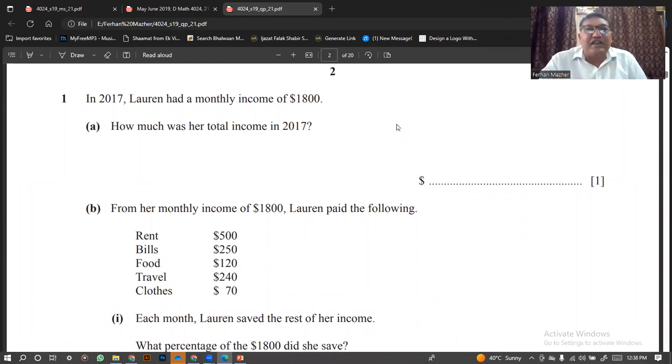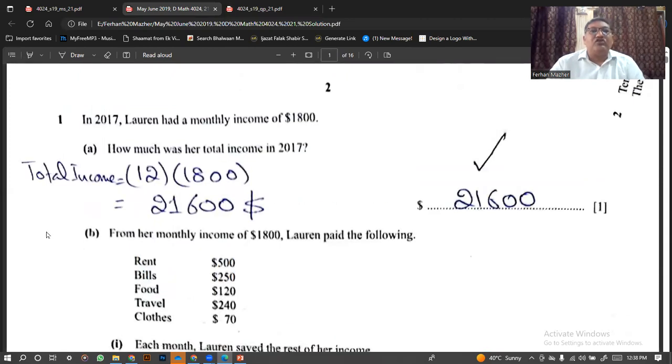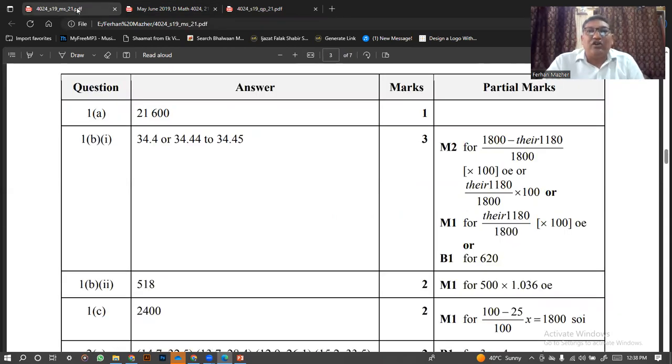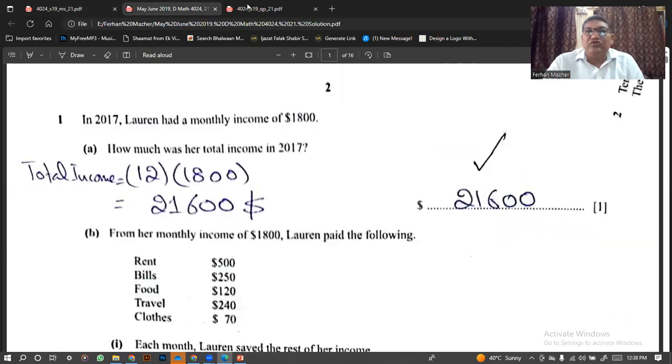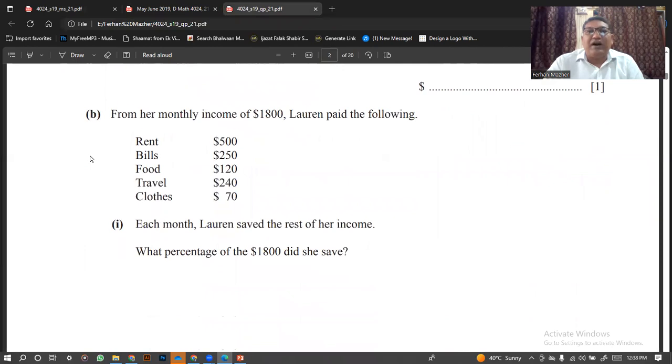In 2017, Lauren had a monthly income of $1,800. How much was her total income in 2017? So we know the income of 1 month. So what is the income in 1 year? Because in 1 year there are 12 months, just multiply this by 12 and you will get the answer. So the total income will be 12 multiplied by 1,800, and that will be $21,600. $21,600 is the right answer, sir. This is the solution.